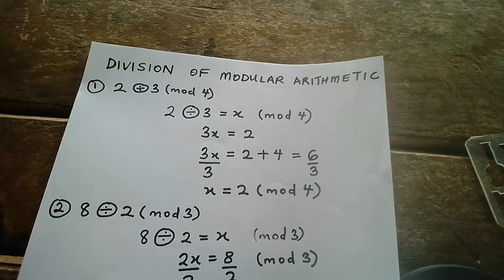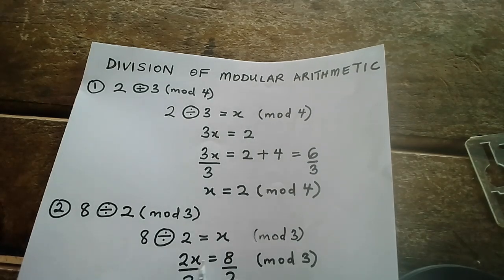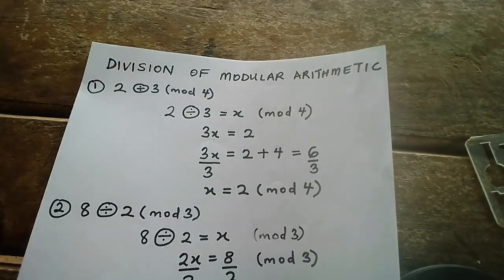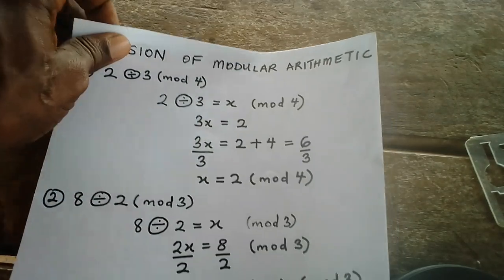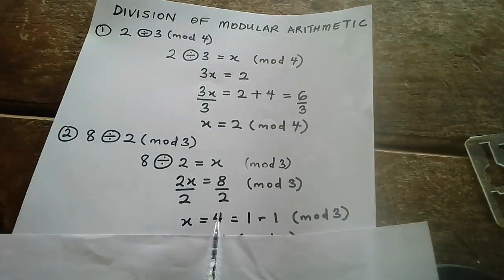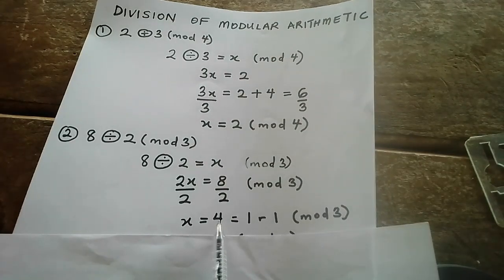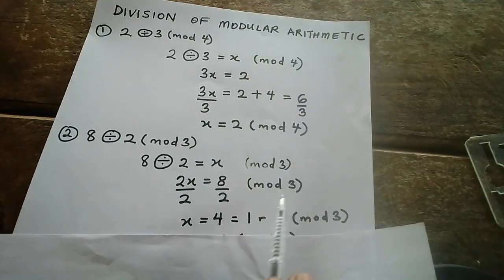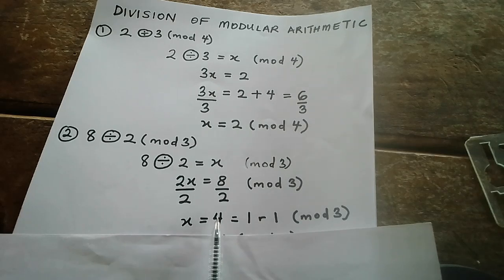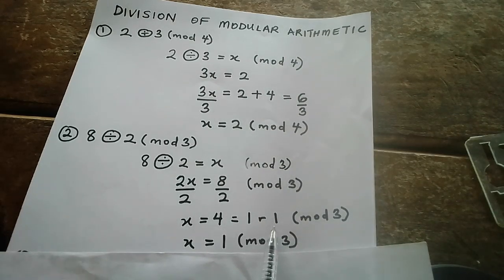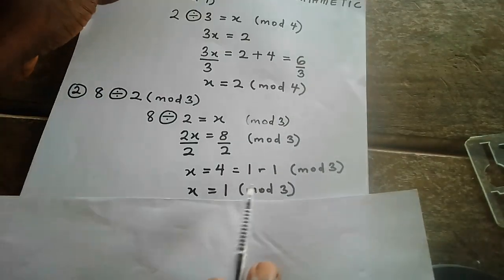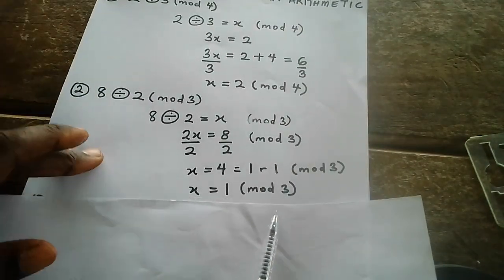So we don't need to add any value. That means we have x here, and 8 divided by 2 is 4. Now you realize the question wants us to do it in mod 3. Now this 4 is more than 3, so let's reduce it to mod 3. How many 3s are in 4? 1, remainder 1. So our remainder will now be the solution. So x is equal to 1 in mod 3.